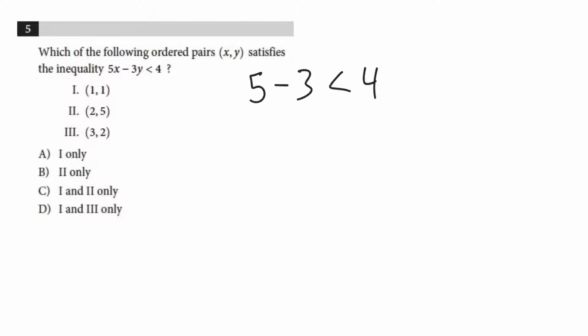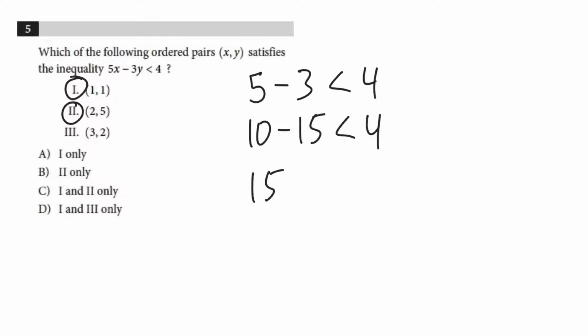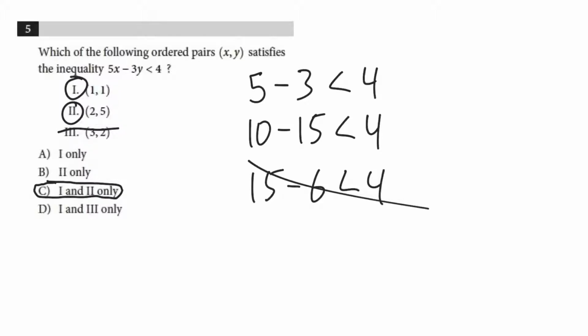Yes, that works. If we have 5 times 2, would be 10, minus 3 times 5 would be 15, it's less than 4. Yes. If we have 5 times 3, that's going to be 15, minus 3 times 2, which is 6, is less than 4. No. So only 1 and 2 are going to be the solutions. So C is our answer.